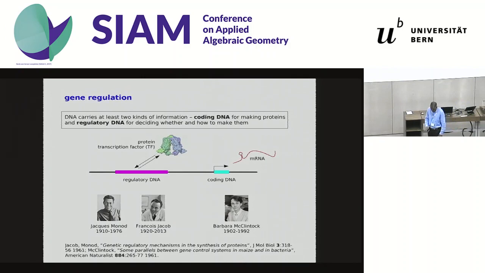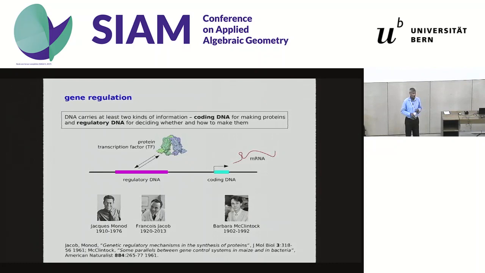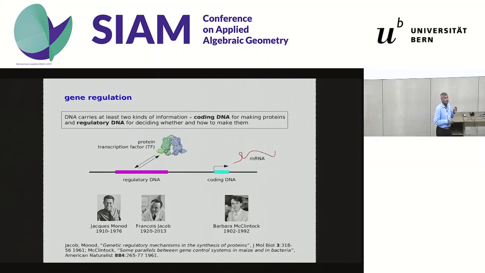And the other bit of information, regulatory DNA, is information in the sequence that tells the machinery in the cell whether or not, and in fact how, to express a gene. And there's actually two parts to that information. One is the information in the DNA sequence, and the other is the information in proteins that have the ability to detect specific DNA sequences and bind to them. And these DNA-specific binding proteins are called transcription factors.